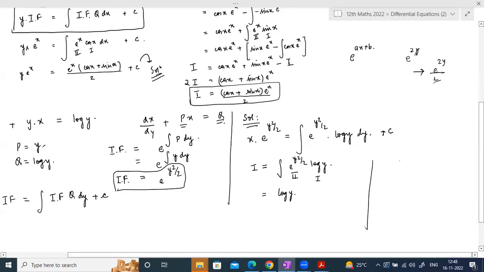Let's think. If I take y square as t, you will get 2y dy by dx equals to dt. No, I don't think so.